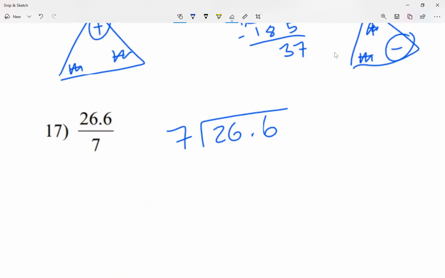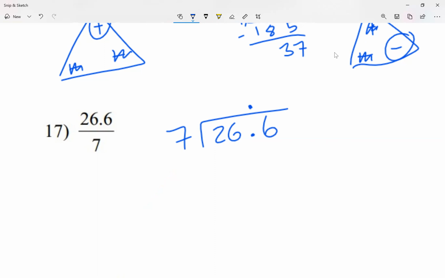So we're good. So my question is, can 7 go into 2? Oh, actually before, I know my answer is going to have a decimal point. Let me bring up my decimal point straight up. So then I just start dividing. I'm going to ignore the decimal point for a minute. I know 7 cannot go into 2 because 7 is bigger than 2. But can 7 go into 26?